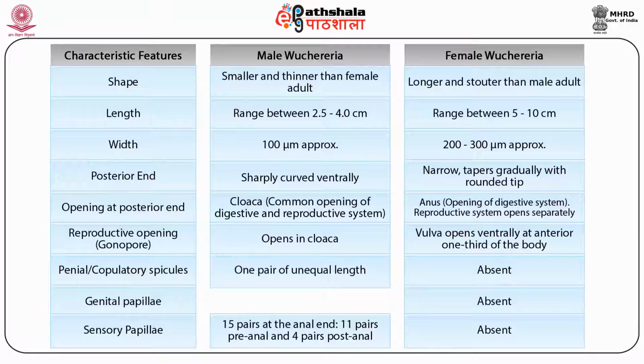Male Wuchereria have copulatory spicules, genital papillae, and sensory papillae, which are completely absent in females. In males, the genital papillae are present at the anal end, whereas the sensory papillae, 15 pairs in total, are again present at the anal end. The 11 pairs of sensory papillae present before the anus are called pre-anal papillae, whereas 4 pairs are present after the anus and are therefore called post-anal papillae.